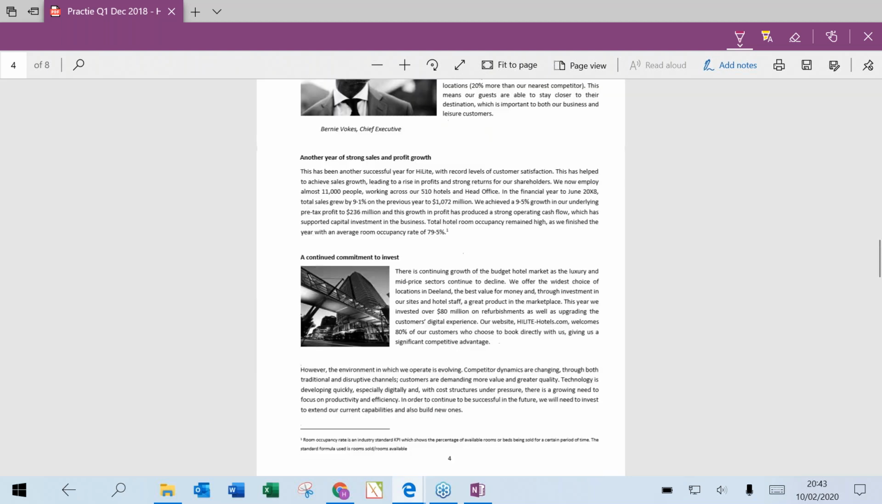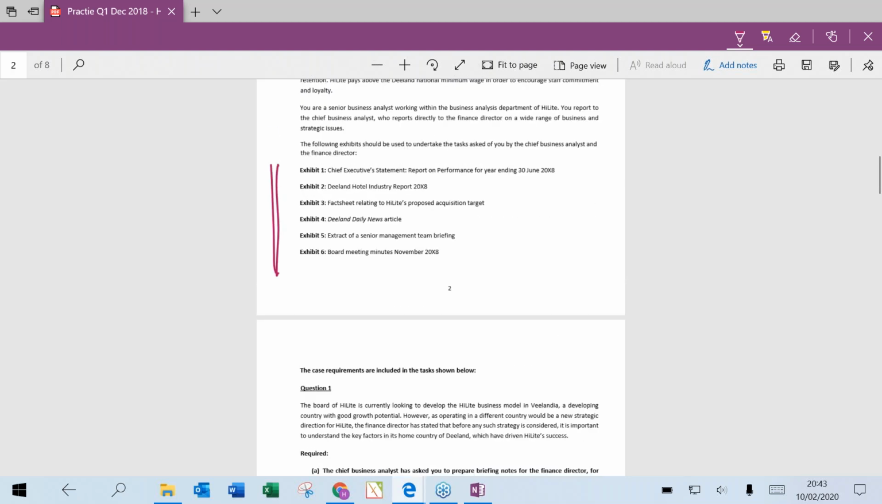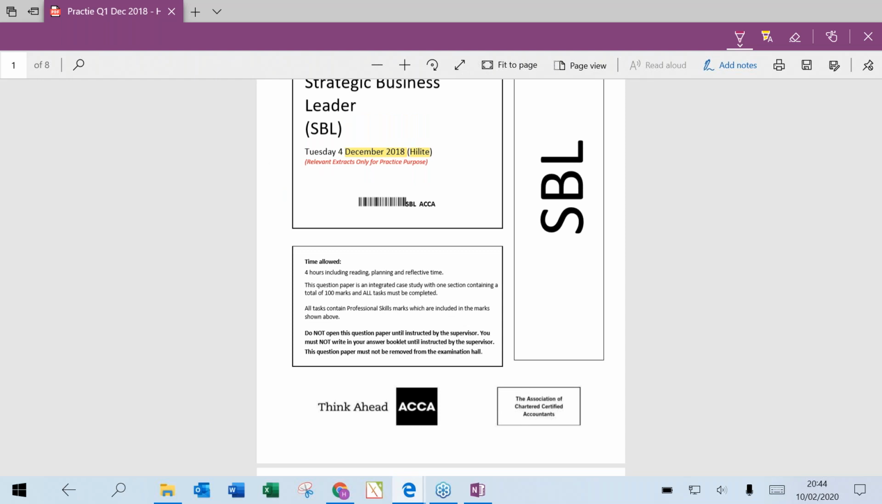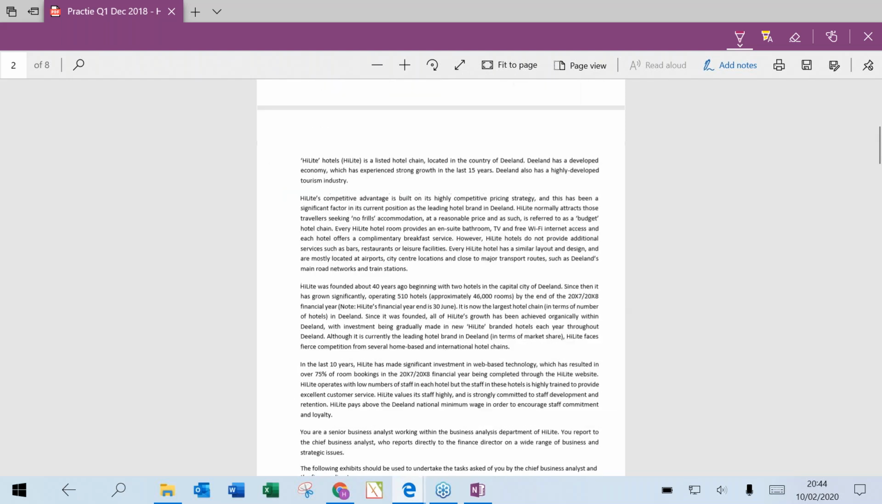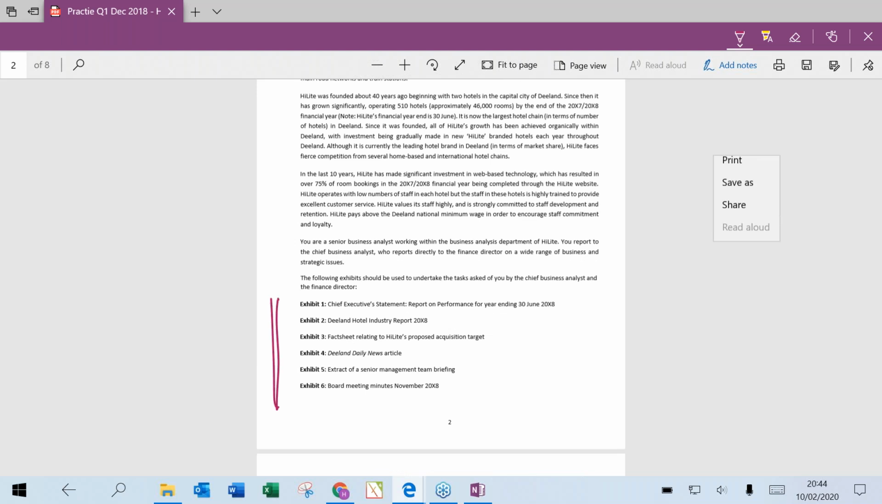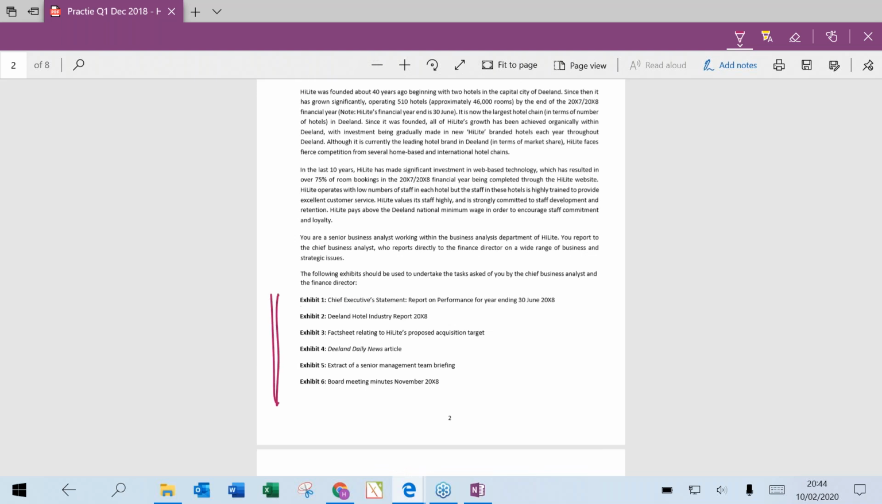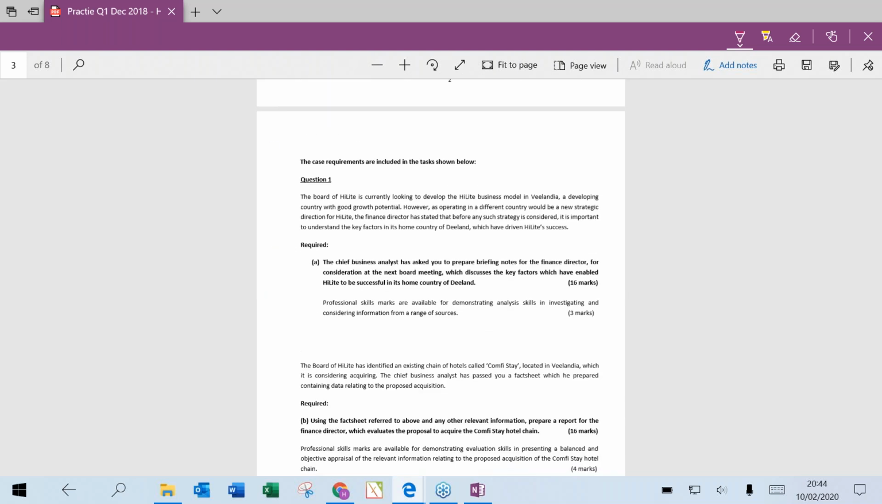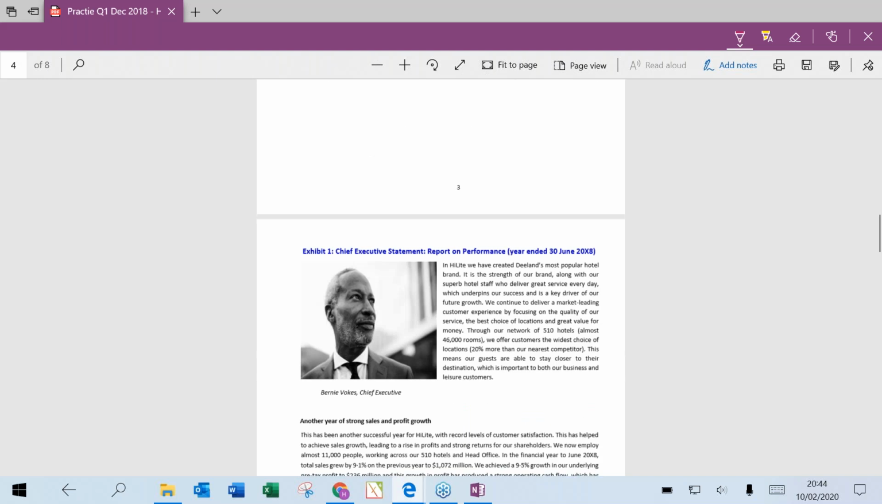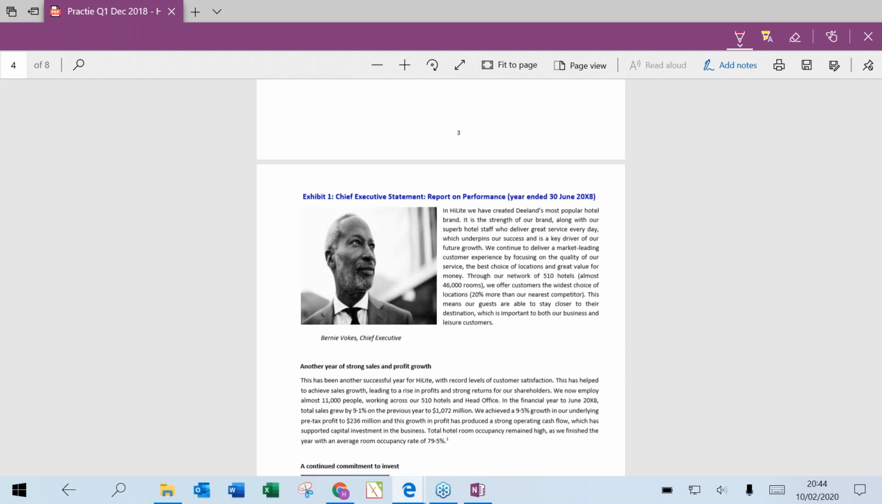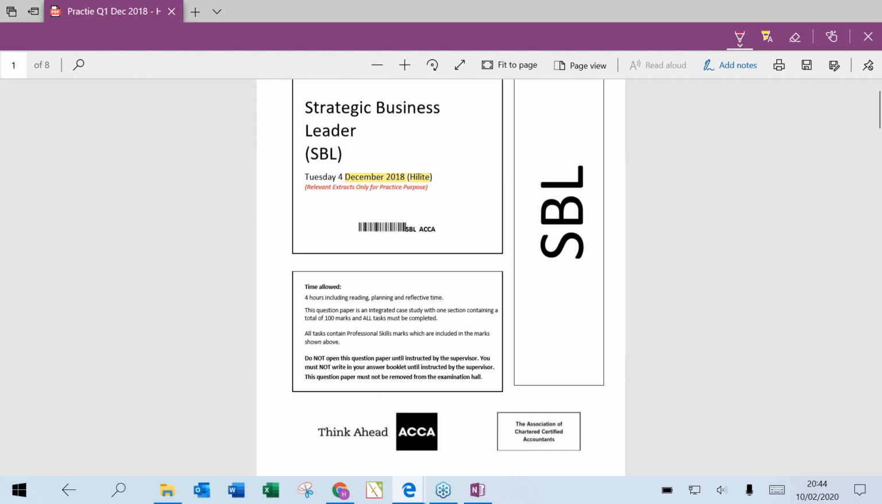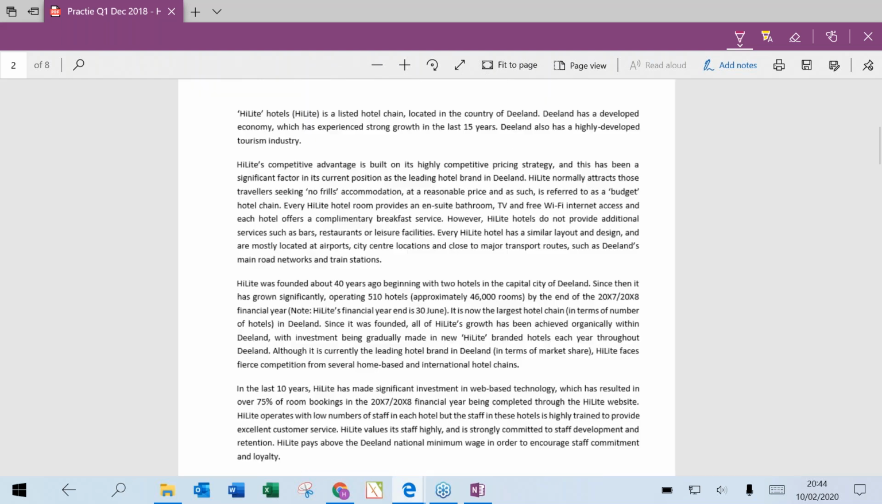So this is basically a standard flow of your paper. I would just increase the view size. I just wanted to show you how the paper looks. So there will be an introduction, followed by a list of exhibits, followed by the requirements, and then followed by each exhibit one by one. Okay, so let's increase it.